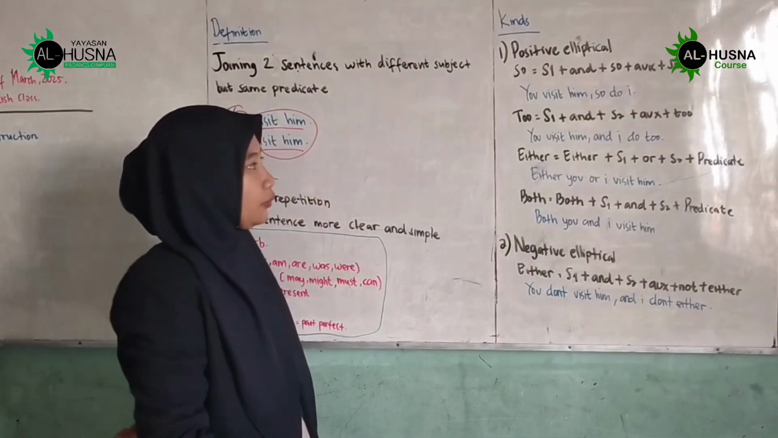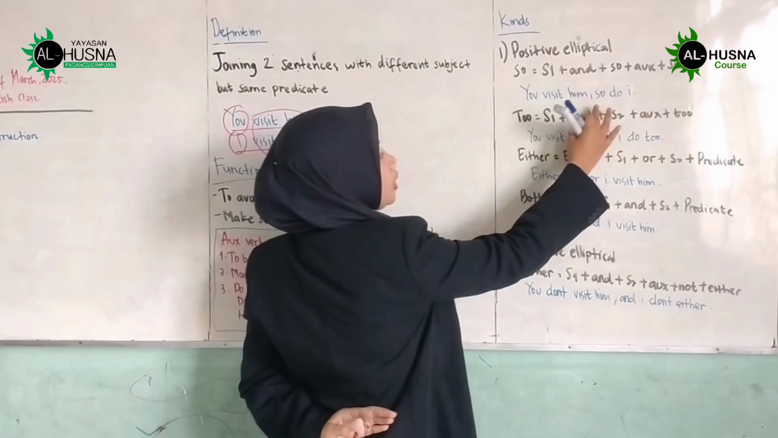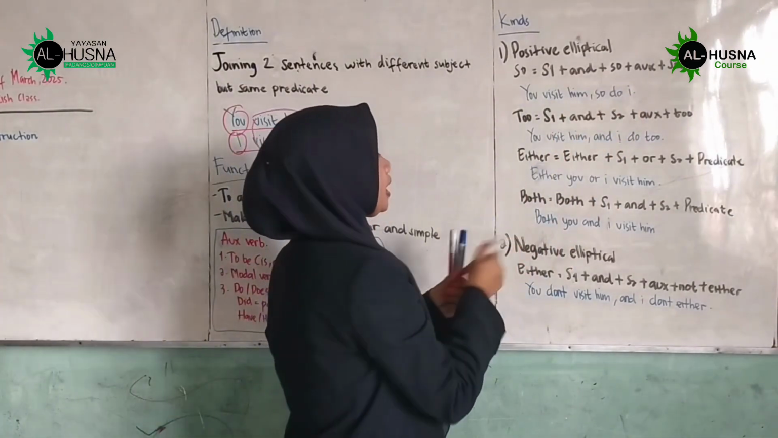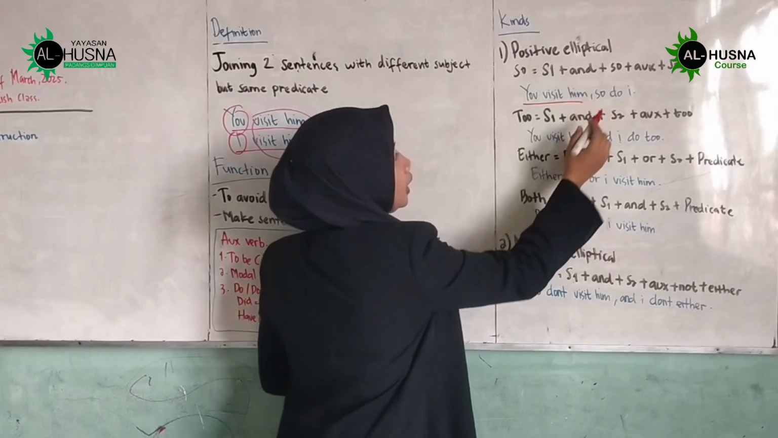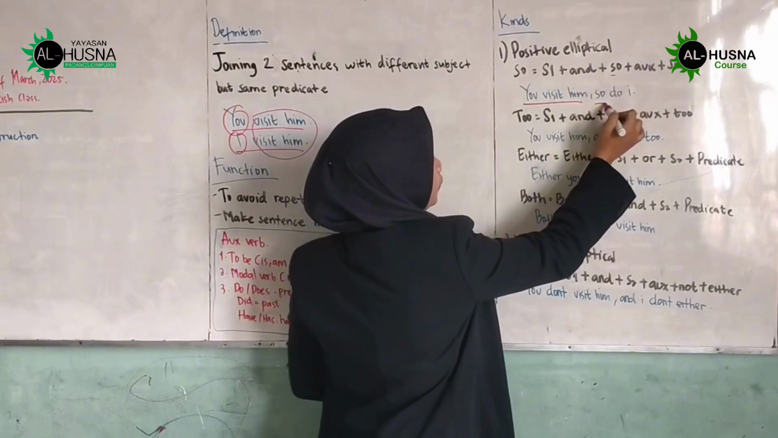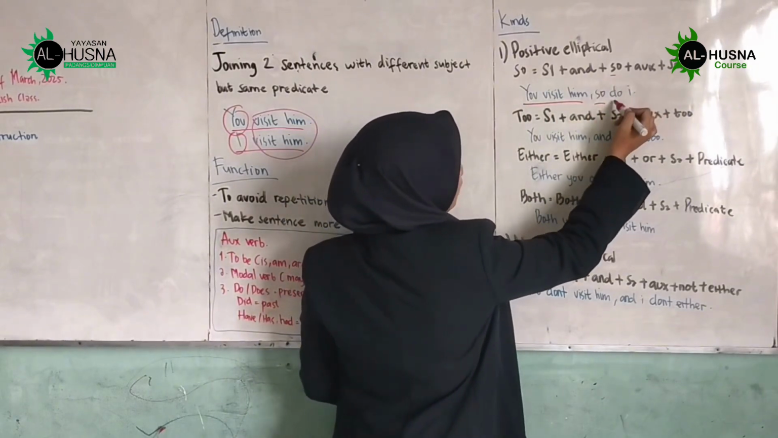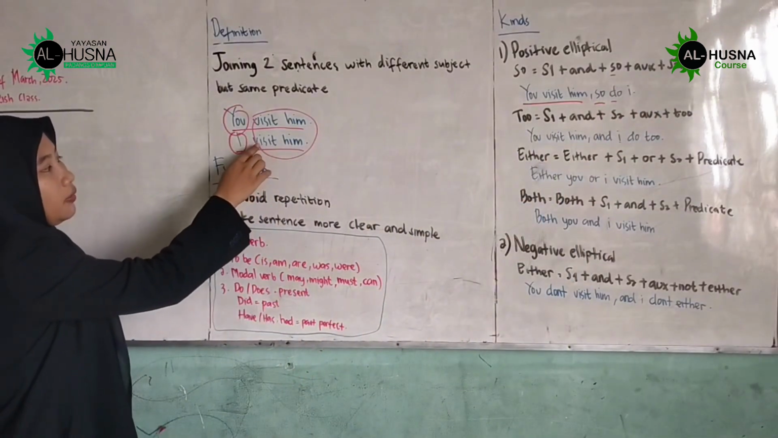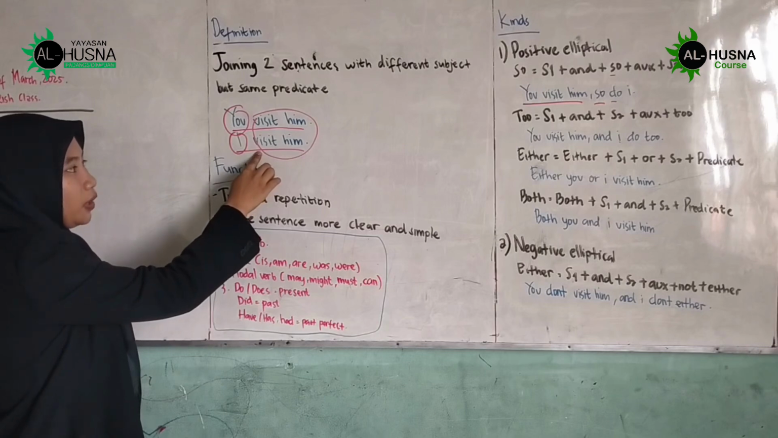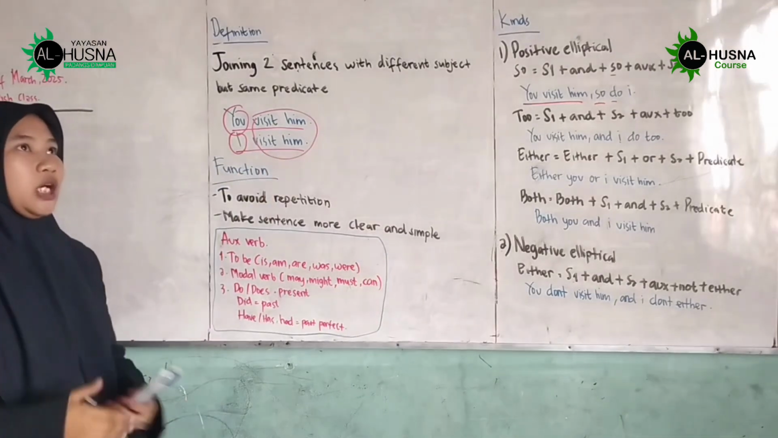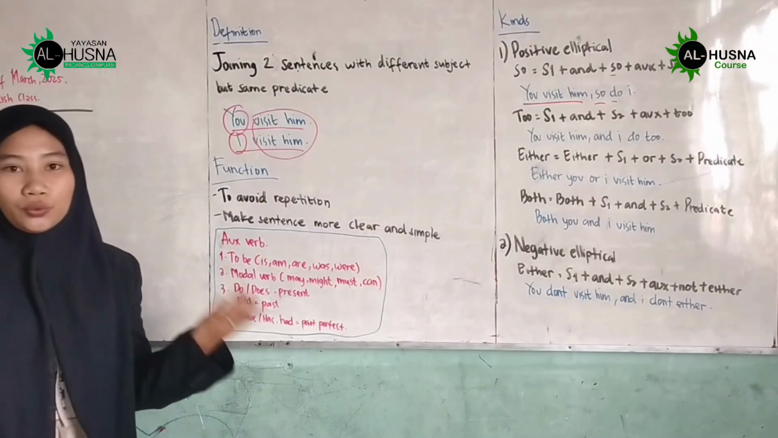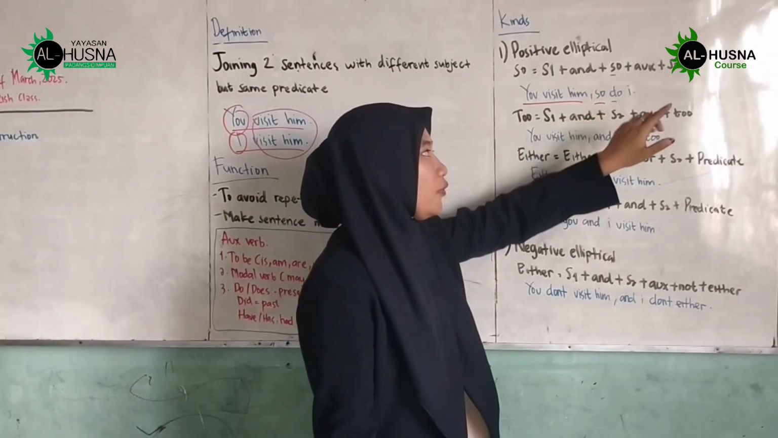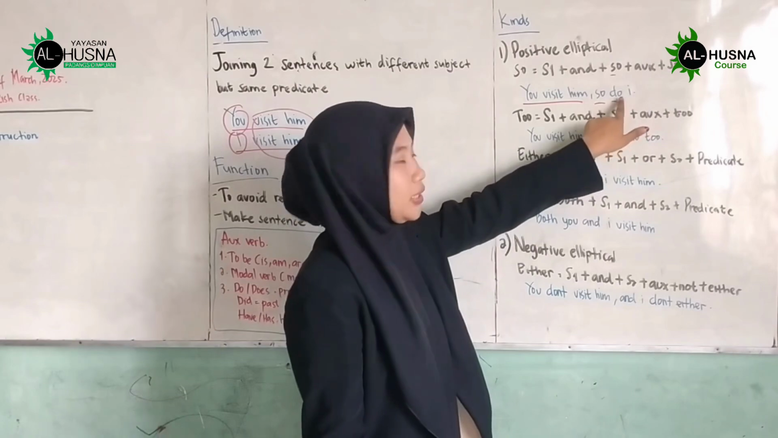Okay, let's take a look. You visit him, so do I. You visit him here is the first sentence, so, and we use the auxiliary verb do because here it is the simple present tense with verbal form. So the auxiliary verb has to be do or does. But because the subject is I, we have to make the auxiliary do.